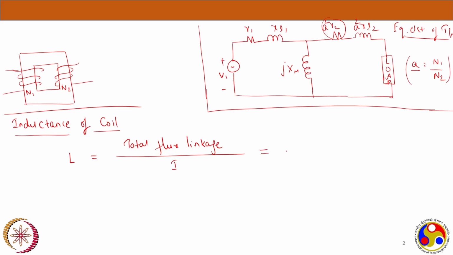Just now I told you flux linkage means number of turns multiplied by flux. If phi is my flux, then L is the flux linkage, N phi, divided by I. This is the actual definition of an inductor.